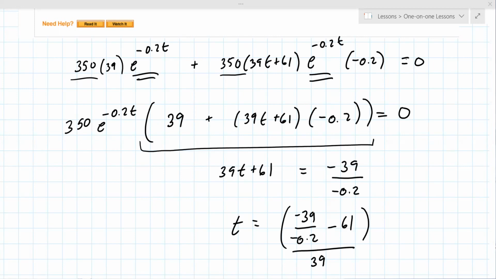Wait, I think I got lost somewhere. Where did the 350 e to the negative 0.2t get factored out? Those are these underlines here. Those are the same in both. Oh no, the second line. Well, they come from here. But then, how did you get 39t plus 61 equals negative 39? From going to the second line to the third line, you subtract 39. That's where this comes from. Okay. And then you divide by minus 0.2.